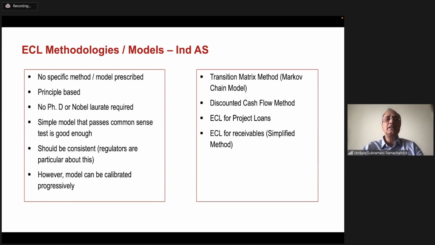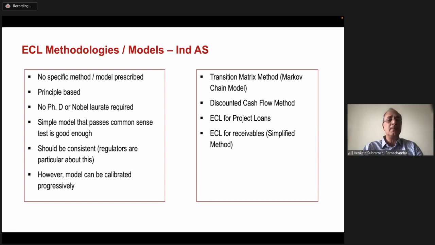What is required as per the standard is a very simple model. I always used to say that this model should pass the common sense test. If it passes the common sense test, that is good enough. It has got to be completely transparent and it should be consistent. When I say consistent, we need to follow more or less the same model and methodology year after year. This seems to be a very serious requirement.